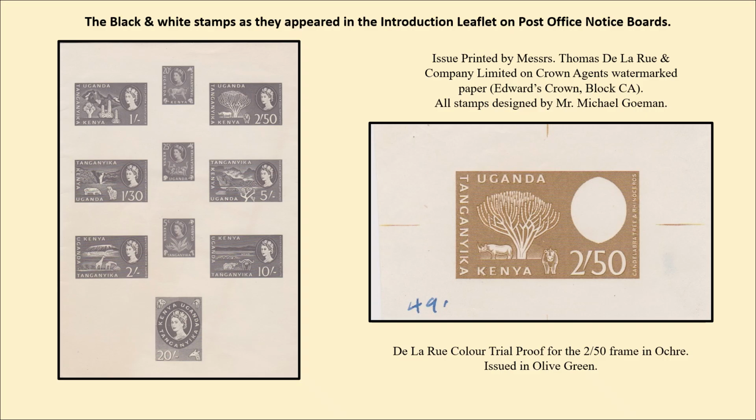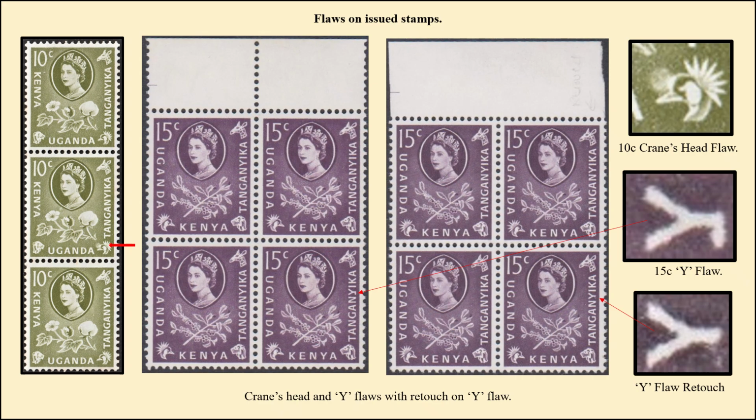On the right there is a De La Rue colour trial proof for the 250 frame, and it is in ochre there, but it was issued in an olive green, which I'll show you the printed stamp in a moment. A couple of small flaws. The blob on the crane's head; the crane was the emblem of Uganda, the giraffe was the emblem of Tanganyika, and the lion represented Kenya.